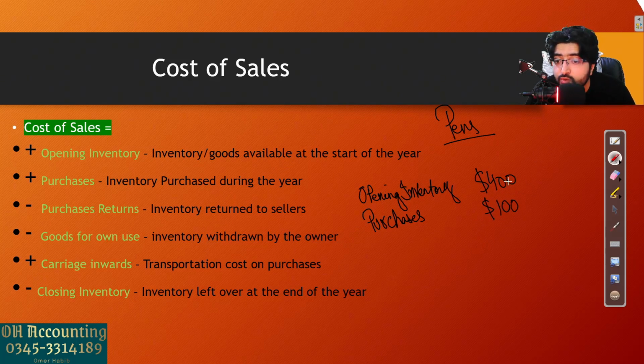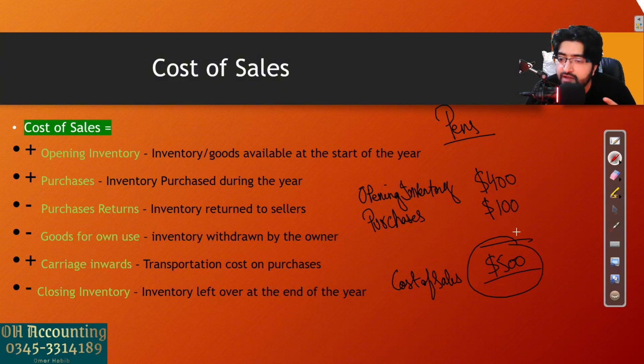So what's the value of pens available with me? It's $500, right? This is my cost of sales because I paid for these. I paid for the opening inventory in the last year. I'm using it this year, so it's the expense of this year. And then I purchased more pens worth $100. So total cost of sales is $500. And then I sold these pens, let's say, for $800. Sales. So what was my gross profit? Obviously 800 minus 500. 300 was my gross profit.